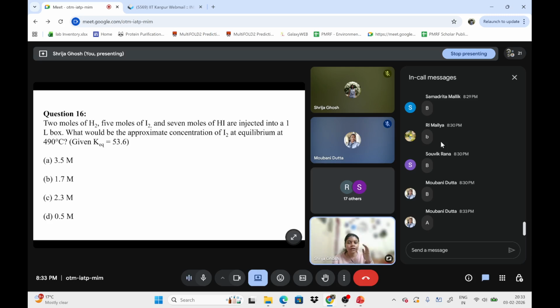So you first write the equation in your notebook. H2 plus I2 gives 2HI. Write the initial concentration that is given for each. Write the final concentration at equilibrium. What would be the concentration? Define the equilibrium constant based on those concentrations, and then calculate the concentration of I2.